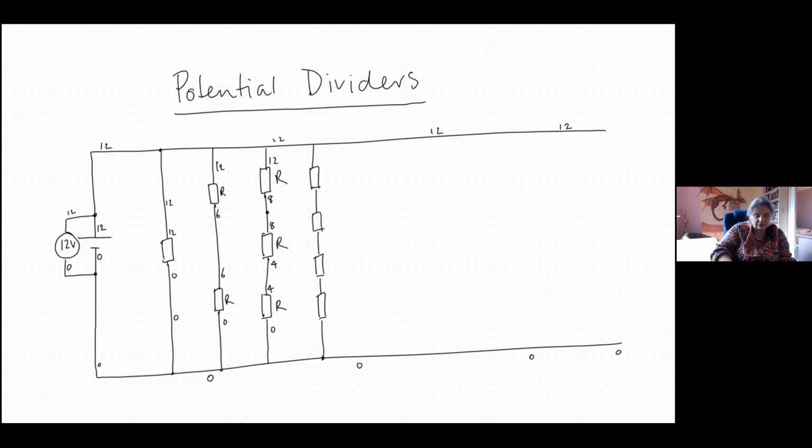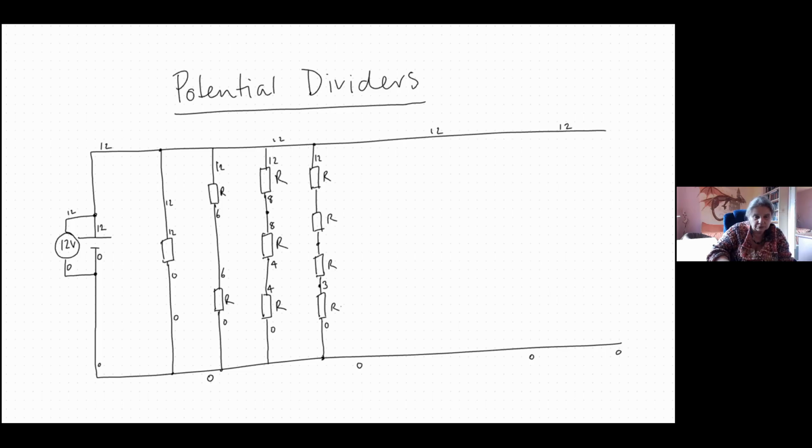That is still connected to the 0. That is still connected to the 12. These are all identical, so they are going to divide my 12 volts equally into 4 parts. What's 12 divided by 4? 3. Okay, so across each of these resistors is going to be 3 volts. So from 0 to here, that one there is going to be sitting at 3.